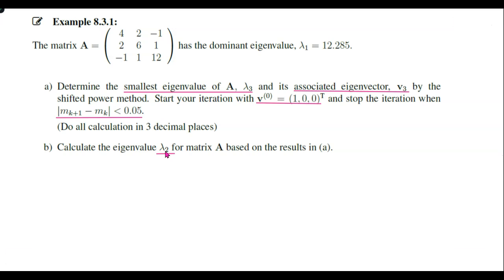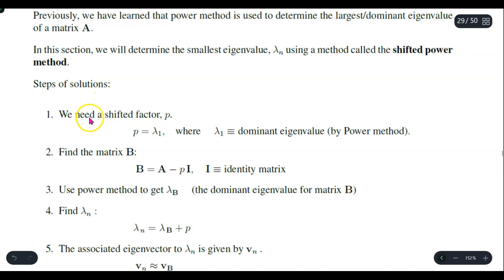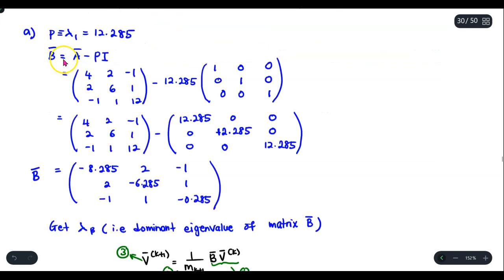We start our solution process. Looking at the steps of solution, we need a shifted factor P. P is lambda 1, which is already given in the problem as 12.285. Now we need to get the matrix B, which is A minus PI. Matrix B is A minus PI. This is your matrix A given by the problem, and P is lambda 1.